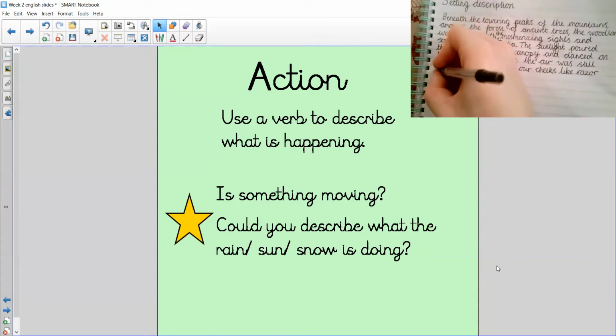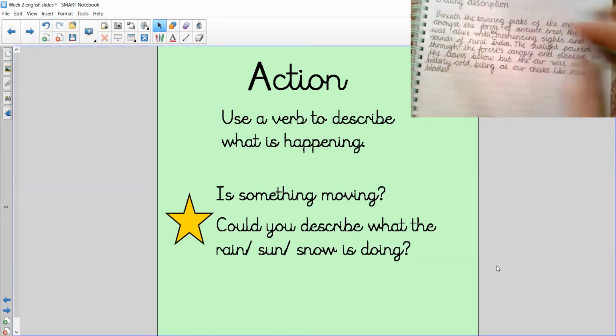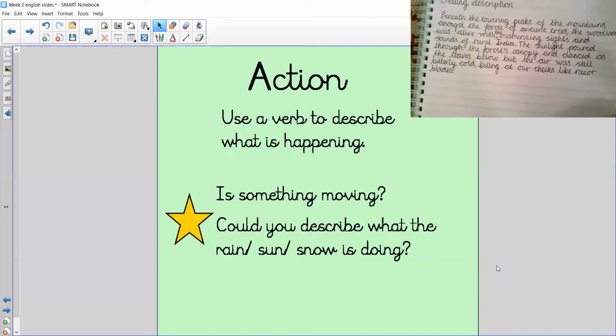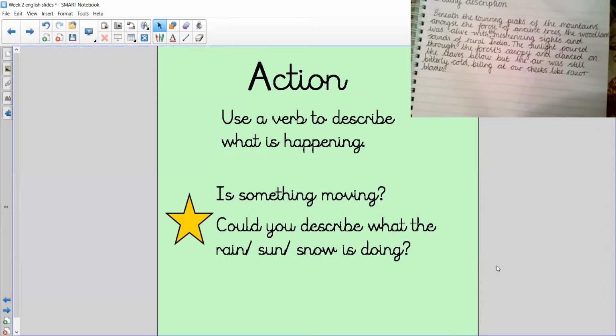Okay, so I know we haven't done a specific focus on figurative language this week, but you could take your learning from last week of similes and metaphors and apply it into this learning. Okay, so the sunlight poured through the forest canopy and danced on the leaves below, but the air was still bitterly cold, biting at our cheeks like razor blades.